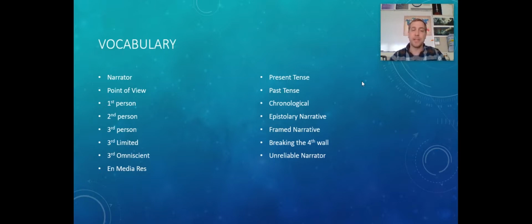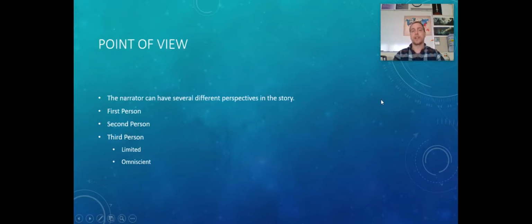The terms in media res, present tense, past tense, chronological, epistolary narrative, frame narrative, breaking the fourth wall, and unreliable narrator are all terms that will help you understand your writing and the choices you're making in your writing better. Moving on, let's look at some of these things. One of the first things you're going to have to decide when you're writing your narrative is what the point of view is going to be.